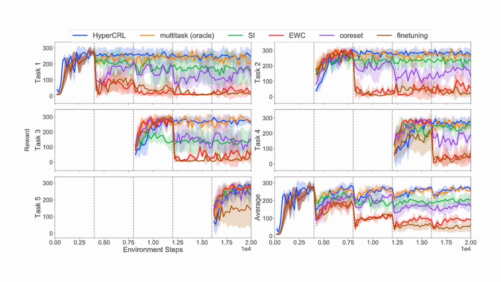Here, we show the episodic reward evaluated during training. HyperCRL outperforms other continual learning baselines like synaptic intelligence, elastic weight consolidation, and coreset. The average performance of our method is on par with the multitask learning baseline, which has access to the entire history of data. On the other hand, simple fine-tuning catastrophically forgets and is unable to perform pushing for all 5 types of block at the end.